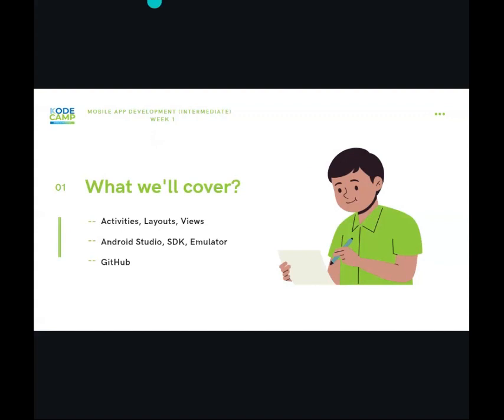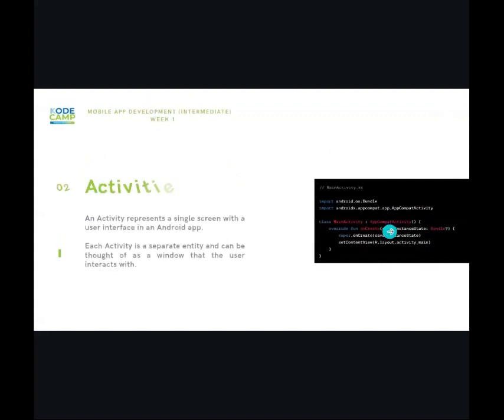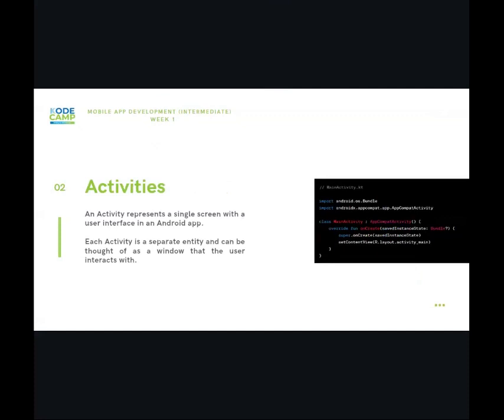Okay. Moving on. An activity represents a single screen with a user interface in your Android application. Each activity is a separate entity, and you can think of it as a window that the user interacts with. An application typically consists of multiple activities that work together to form the overall user experience. So that's basically activities. These are things you've worked with.